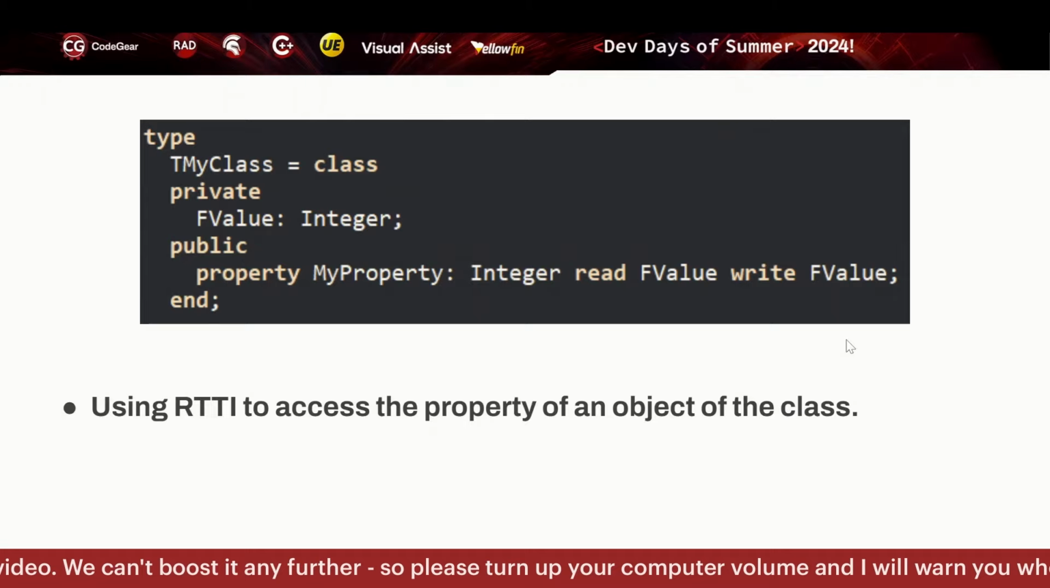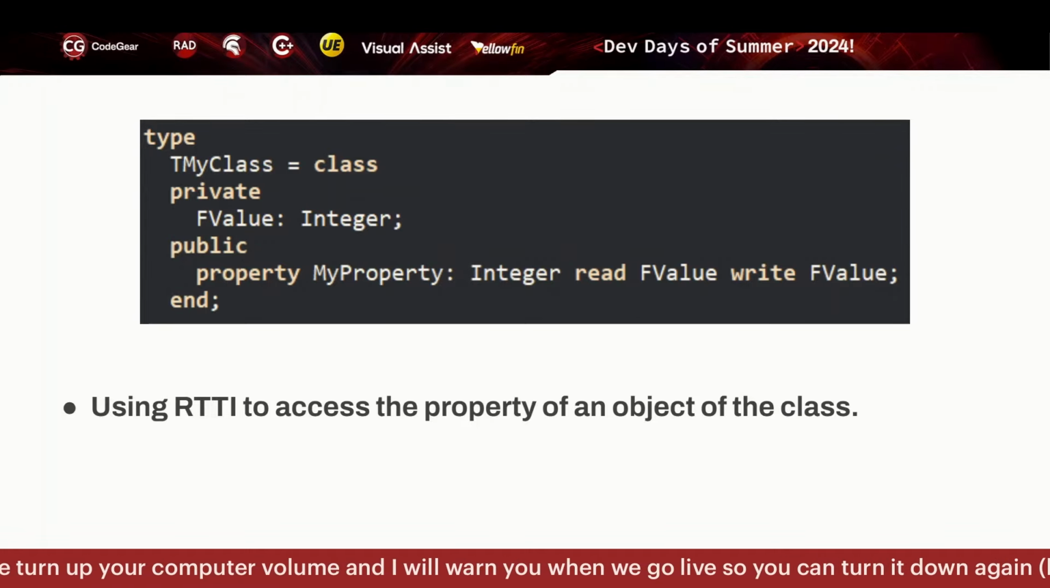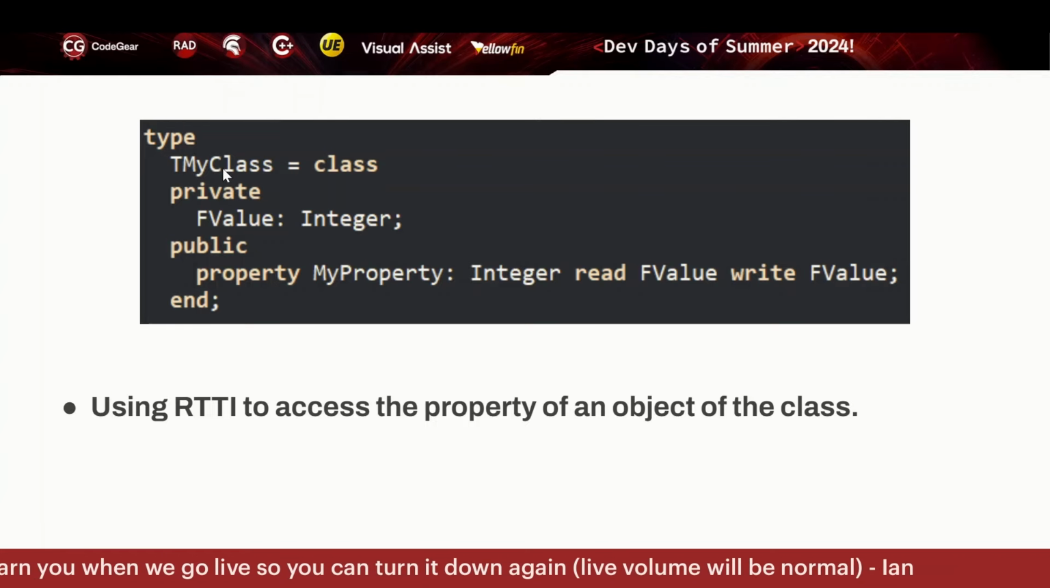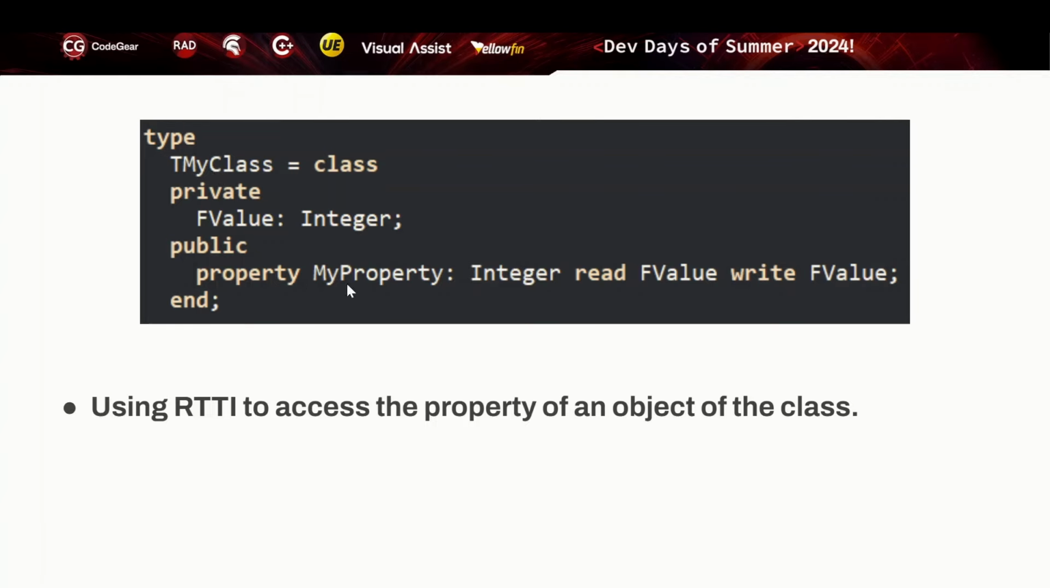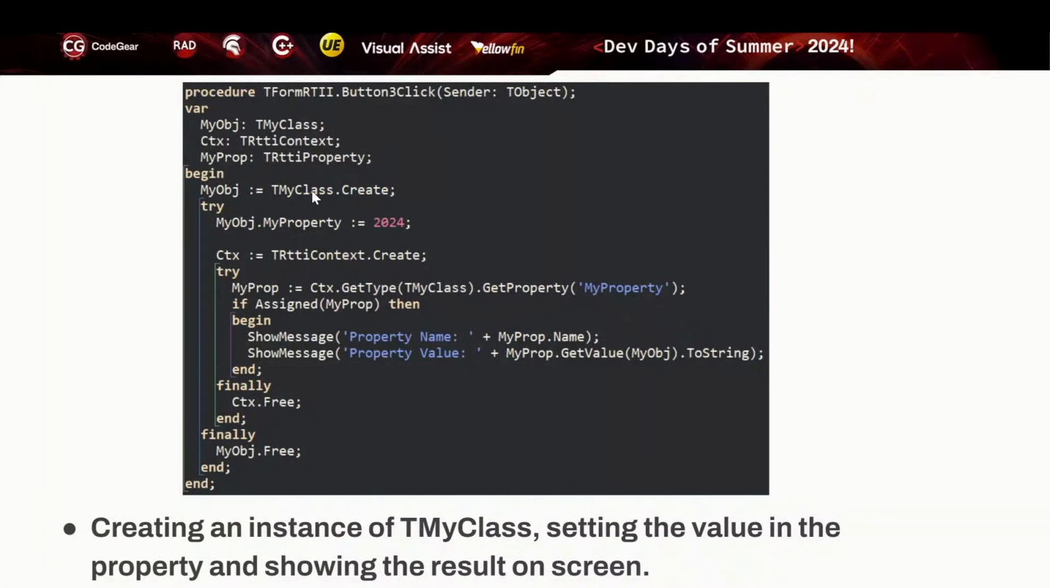And we can use RTTI to access the property of an object of the class. In this example here, I have a class, TMyClass. This class here has only one property, my property, an integer property, okay? And this code here is gonna access the property and the value of my class. I explain here.